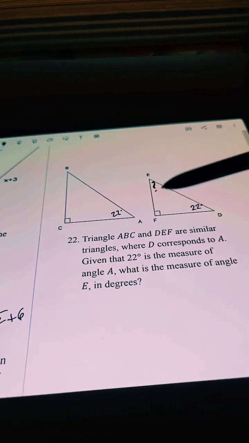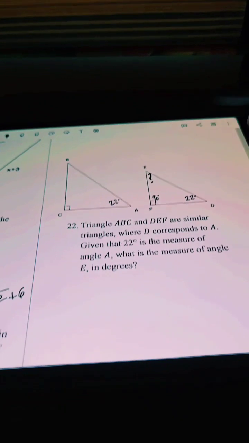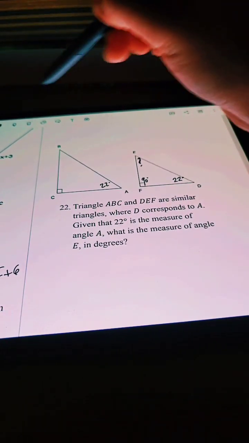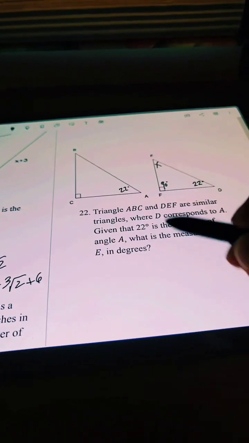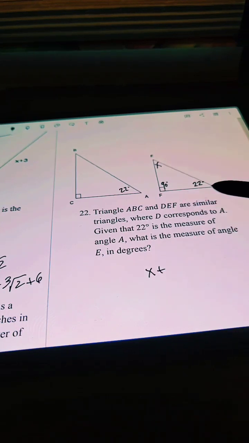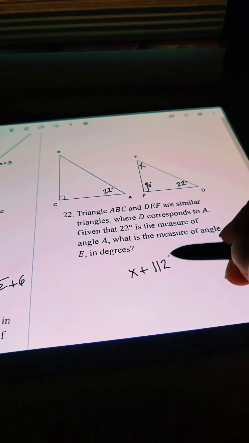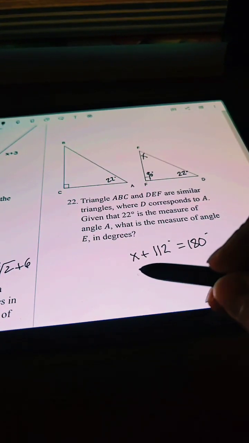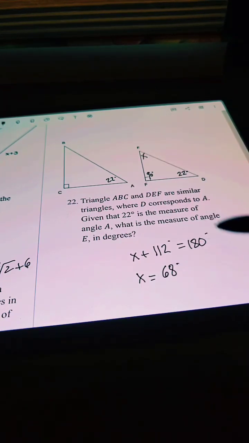So I know that that mystery angle plus 90 degrees, because a right angle is 90 degrees, plus 22 degrees has to add up to 180 degrees. So I'm going to write that as an equation, and then solve for x. I'm going to call this angle x. So x plus 90 plus 22, which is just going to be 112 degrees, is equal to 180 degrees. Then I just have to subtract 112 degrees from each side, and that's going to give me 68 degrees. So that's what you get for 22.